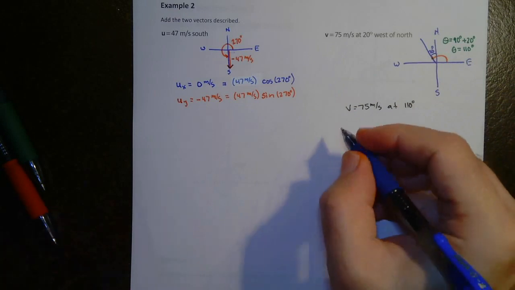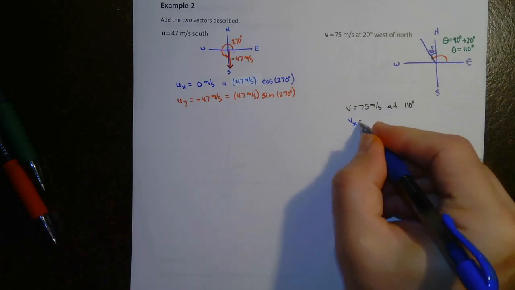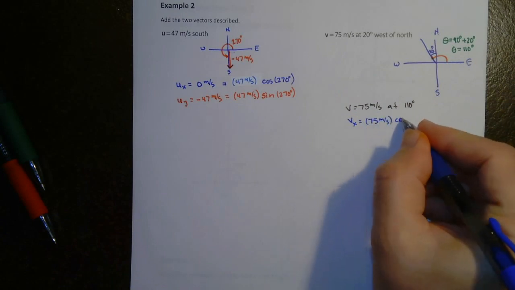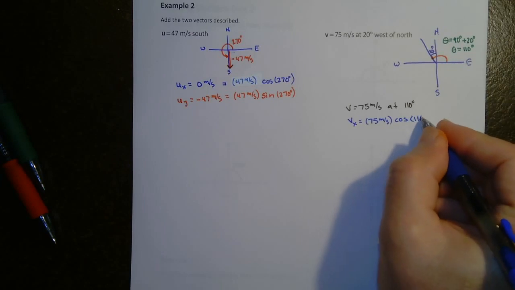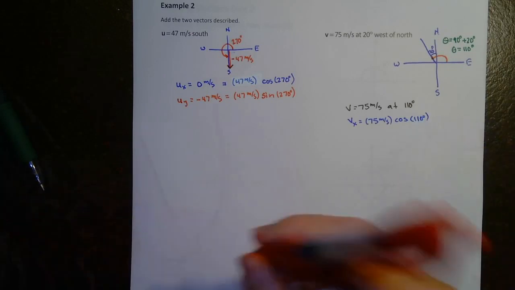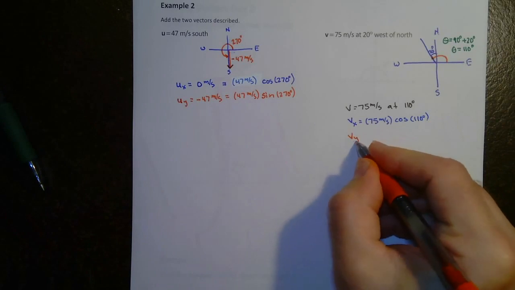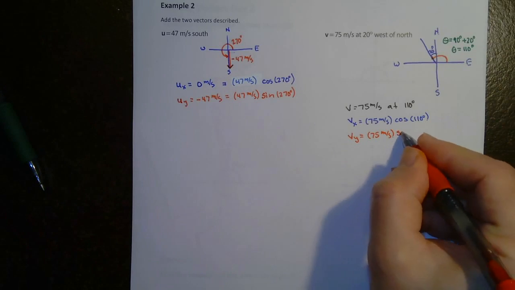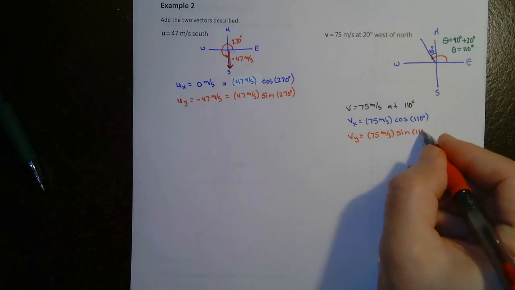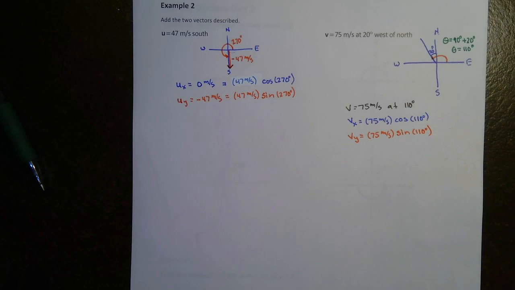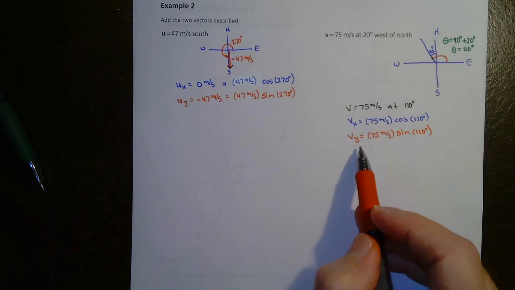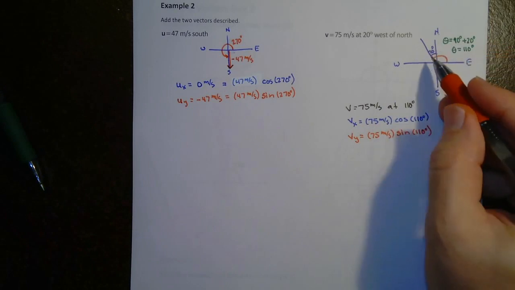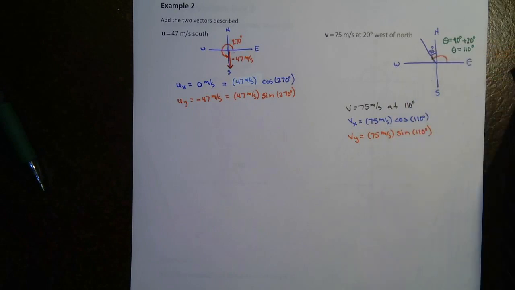And then that's going to allow me to write V sub x, which is 75 meters per second cosine of 110 degrees. And then V sub y, which is 75 meters per second sine of 110 degrees. Okay, so that's my horizontal component and vertical component, because this vector right here is going to be made up of a horizontal part and a vertical part.